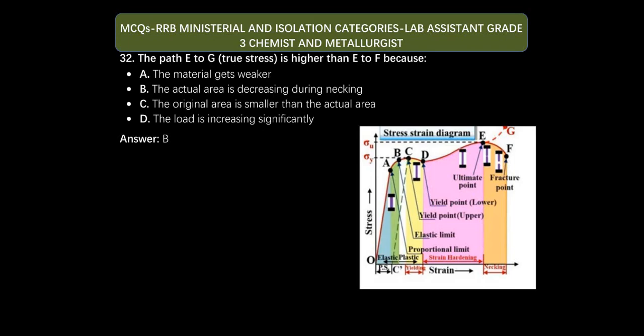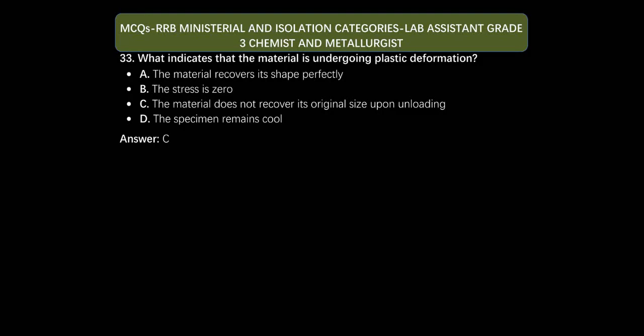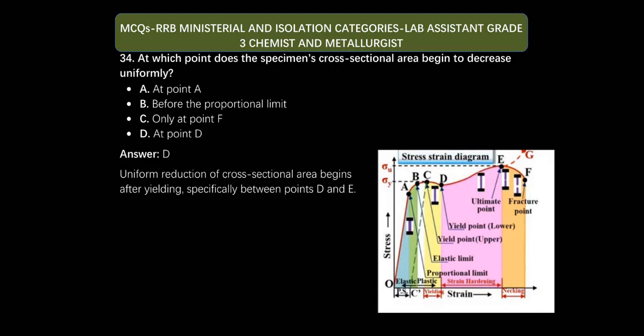The path E to G, true stress, is higher than E to F because option B, the actual area is decreasing during necking. What indicates that the material undergoes plastic deformation? Option C, the material does not recover its original size upon unloading. At which point does the specimen cross-section area begin to decrease uniformly? Option D, at point D, uniform reduction of cross-sectional area begins after yielding, specifically between point D and F.